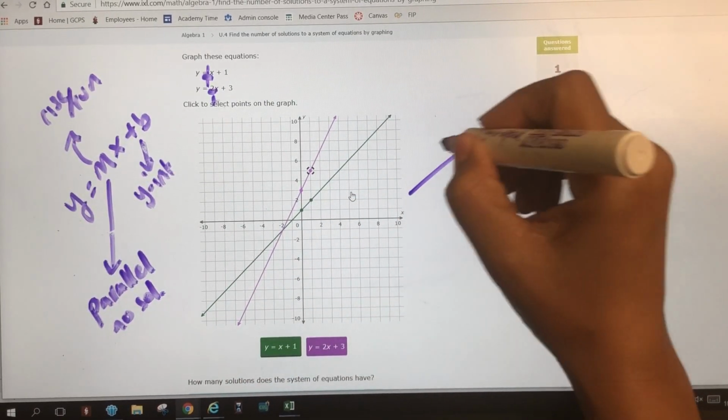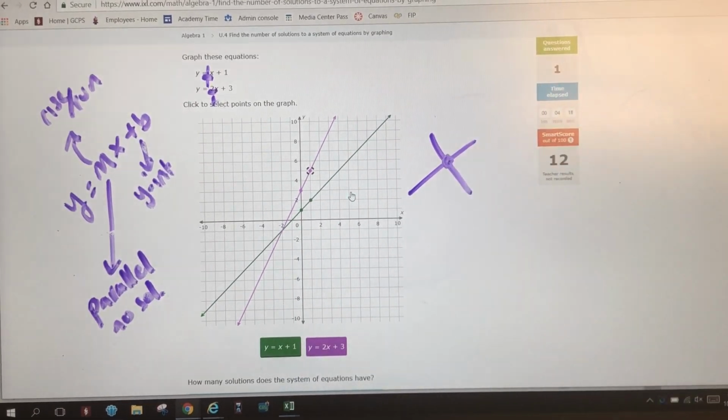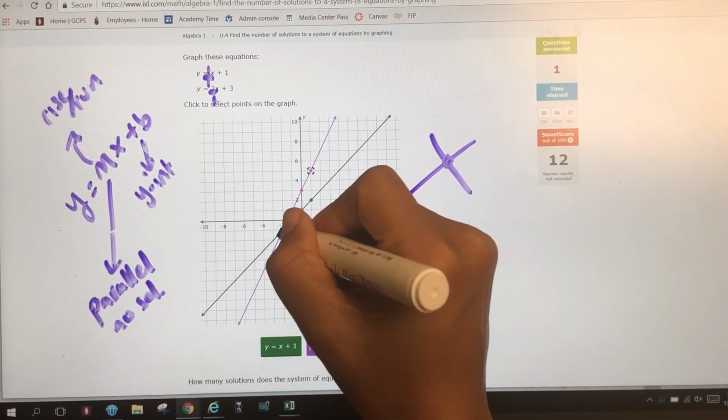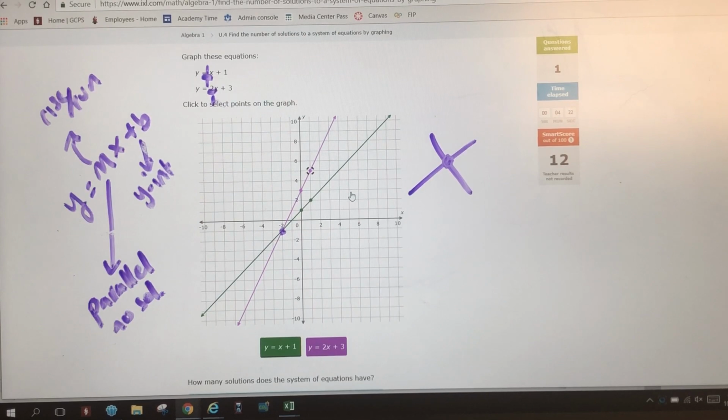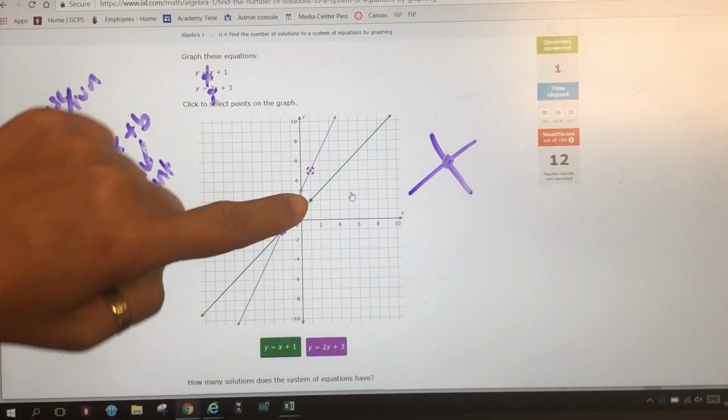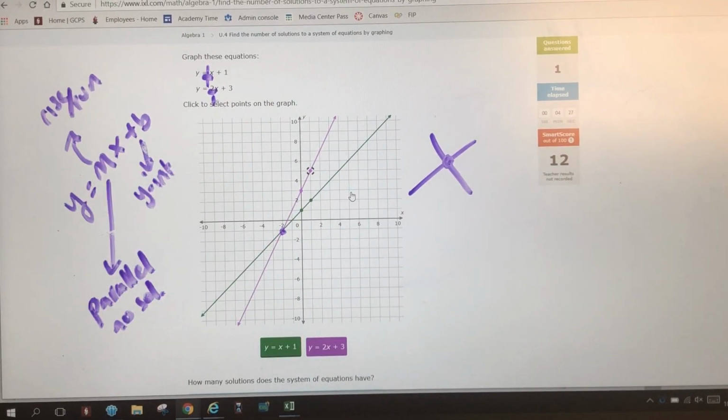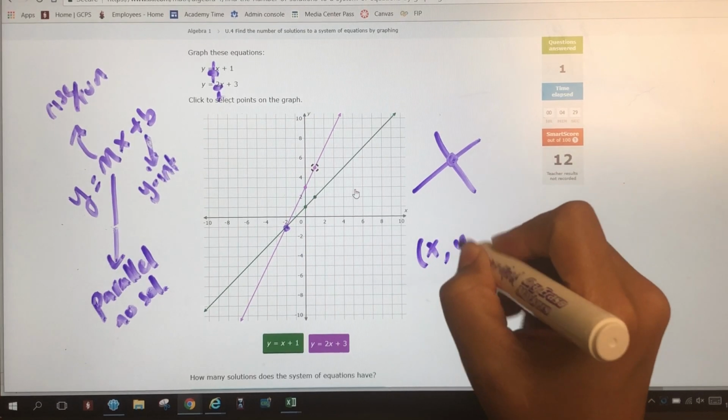In other words, where do they cross? Like right there. What's that point? So I'm going to mark that point on the computer. Again, do not write on my school computers. All right, that's negative 2, because you're always going to do x and then y, right?